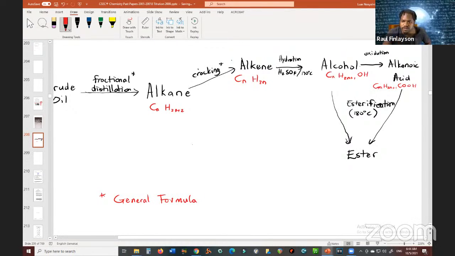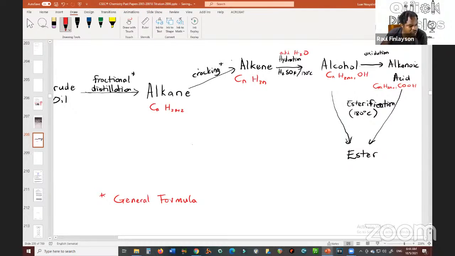All right. So hydration means add water. You hydrate the alkene, you get alcohol. You can also dehydrate the alcohol and you get the alkene. So there's a little reversible relationship that alkenes and alcohols go through. You can hydrate the alkene, get the alcohol, and you can dehydrate the alcohol and get the alkene. All right. So a lot of stuff happens in this area here.